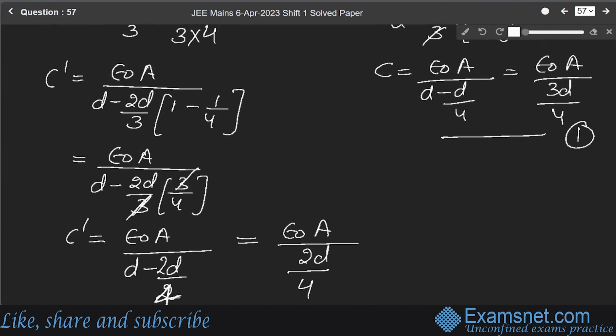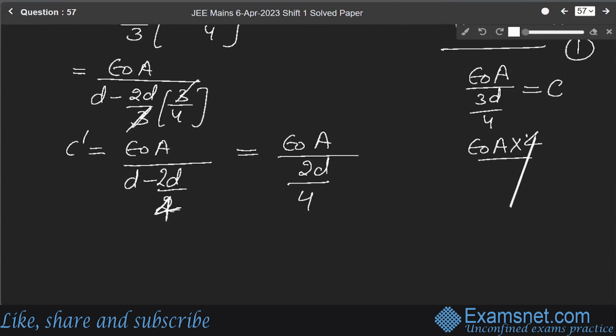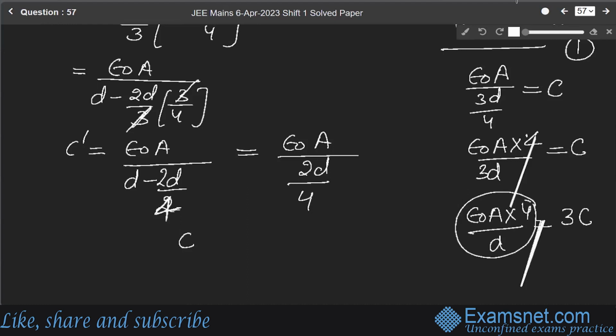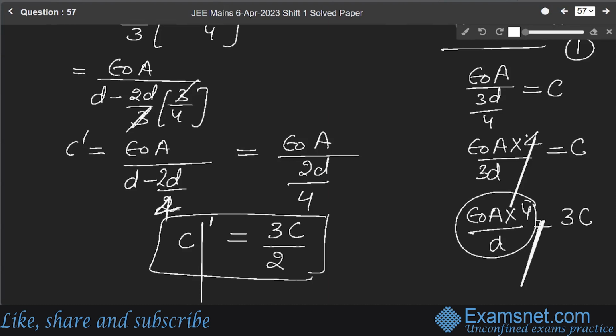Since from equation 1, epsilon naught A over 3d by 4 is equal to C, epsilon naught A into 4 over 3d will be equal to C. So epsilon naught A into 4 over d will be equal to 3C. Now we can write 3C in place of this. So C dash will be equal to epsilon naught A into 4 over d over 2, which is 3C over 2. So C dash will be equal to 3C by 2. This is our desired answer.